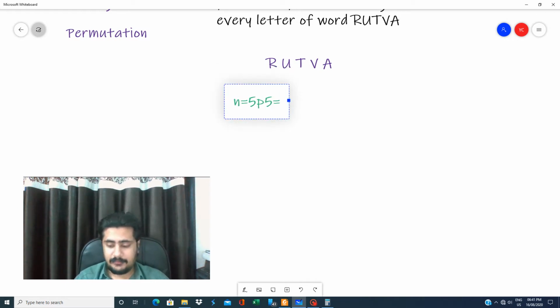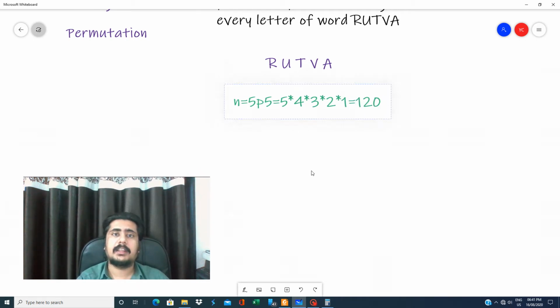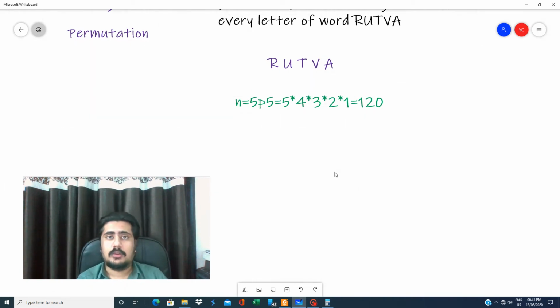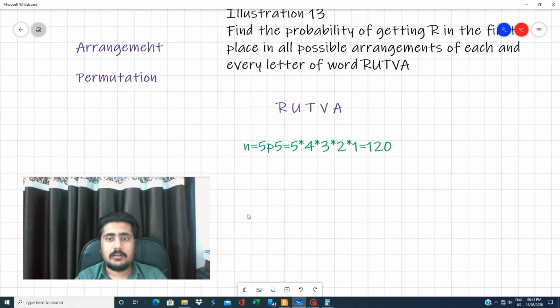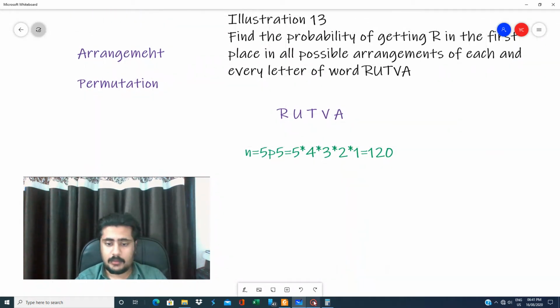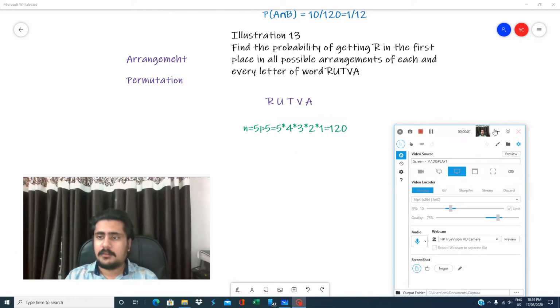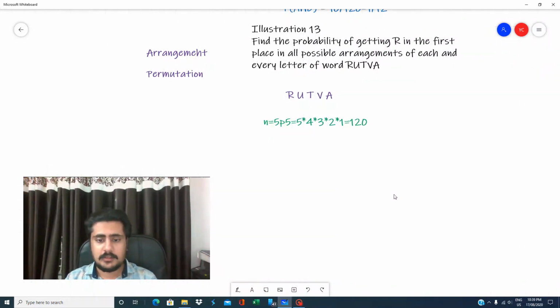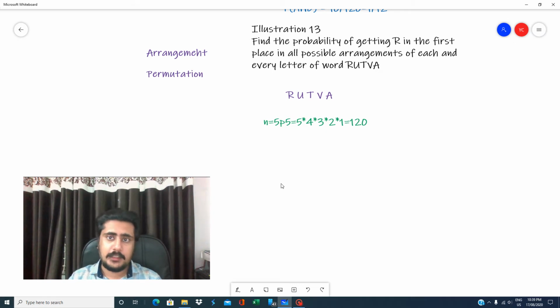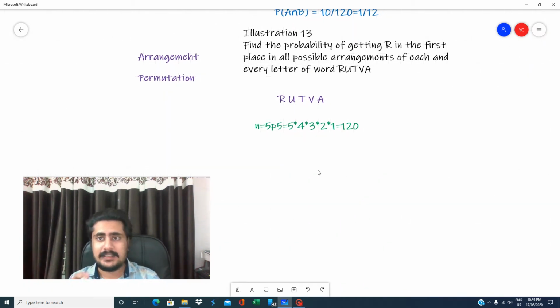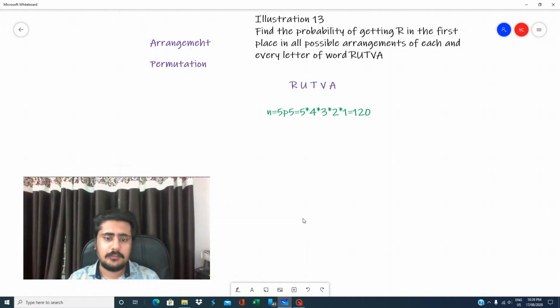How will we solve this 5p5? It's always 5 into 4 into 3 into 2 into 1. So total there are 120 ways that I can arrange the word Rutva. So you got n. There are 120 ways to arrange this word Rutva. Now what you need to find is the probability of getting letter R in the first place in the possible arrangements of word Rutva.